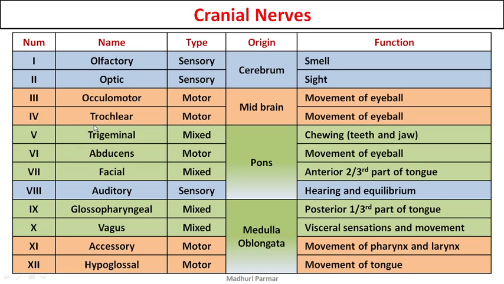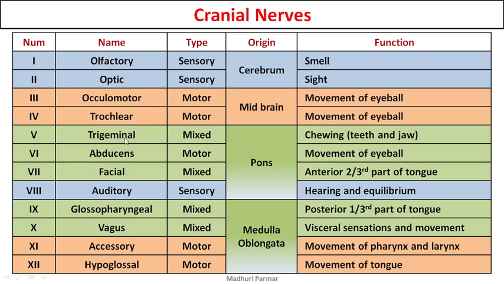Then comes trochlear. Trochlear is also a motor nerve, and it is also related to movement of the eyeball. Fine, if you talk about oculomotor, this is movement of your eye left, right, up and down. Trochlear is movement in rotational manner. Okay, this is just up, down, left, right, and trochlear is rotational.